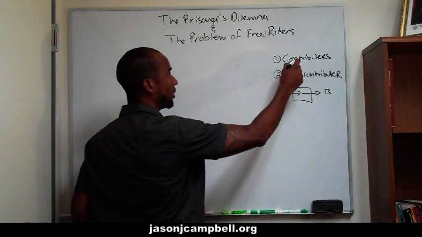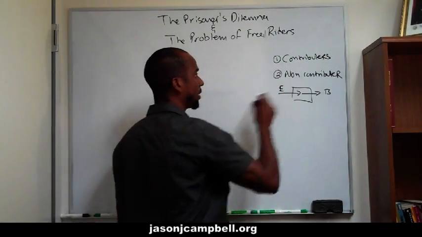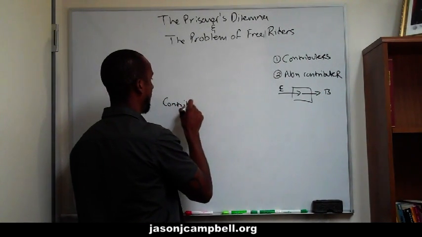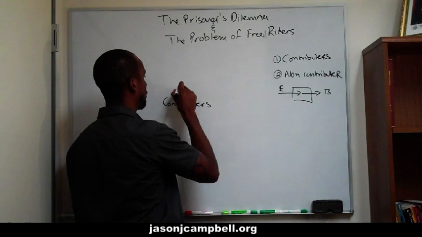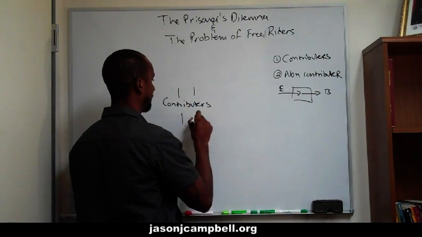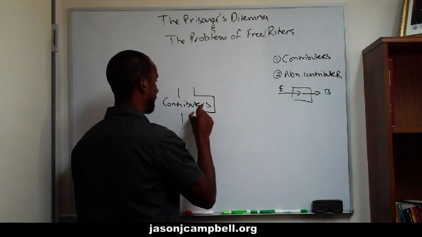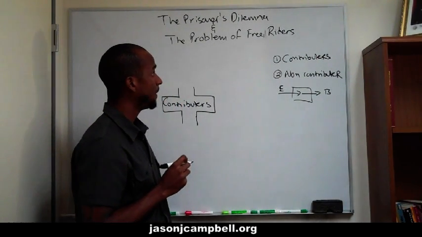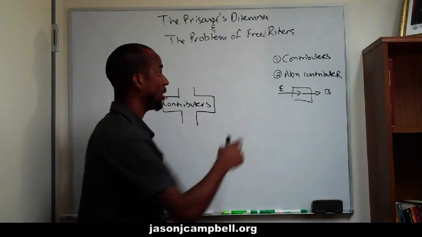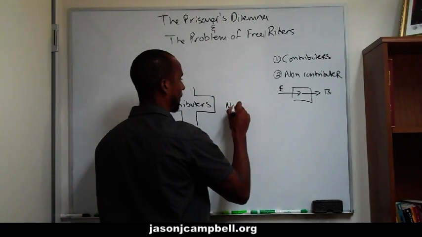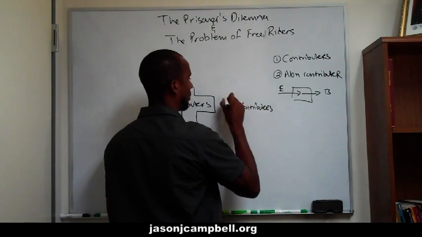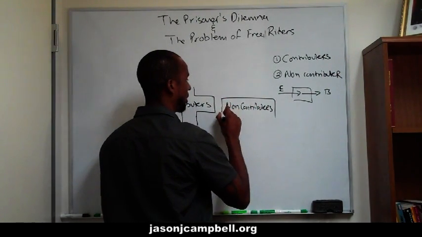So the first thing that we want to do is incorporate our contributors into the system. Alright, so we've incorporated our contributors. The next thing is we need to incorporate our non-contributors. Right, so we incorporate our non-contributors.